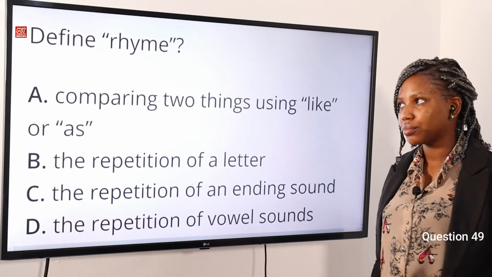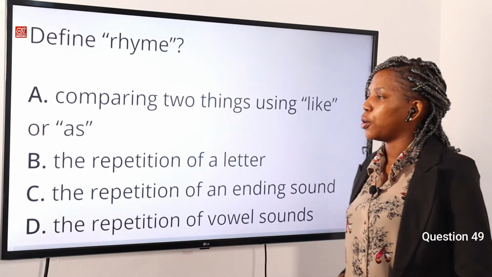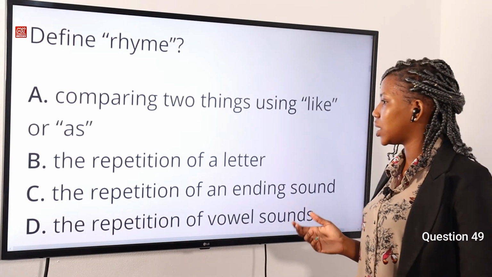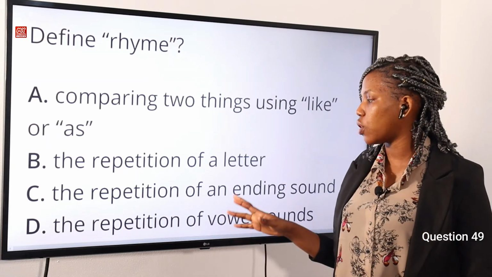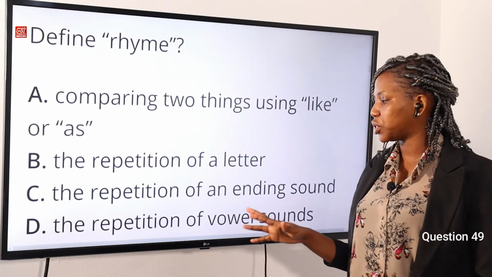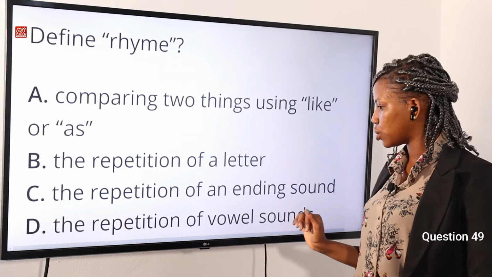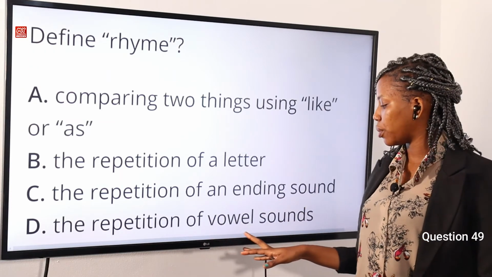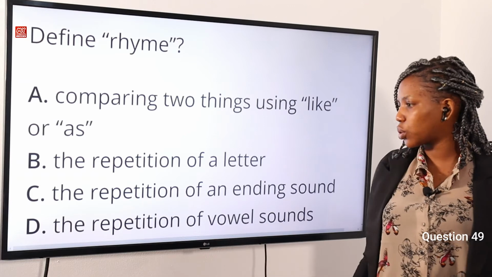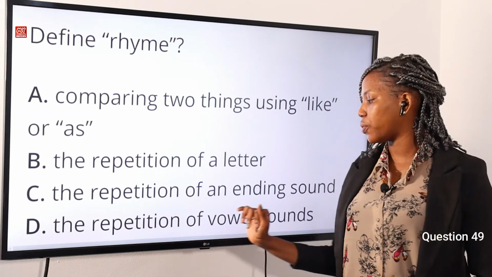Question 49, define rhyme. Option A, comparing two things using like or as. Option B, the repetition of a letter. Option C, the repetition of an ending sound. Option D, the repetition of vowel sounds. Now, the answer to this question is option C, the repetition of ending sounds.